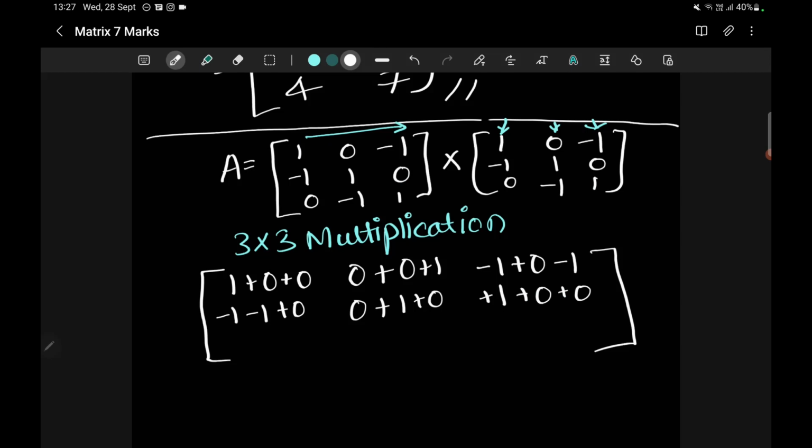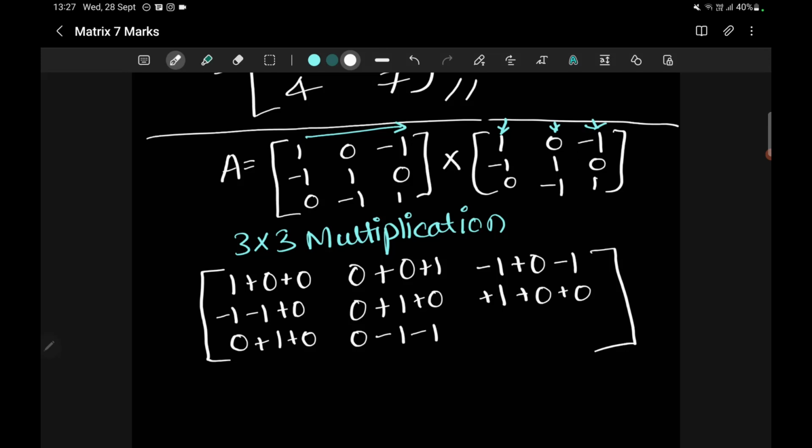Then we will multiply this row with these three columns. That is 0 into 1 is 0. Minus 1 into minus 1 is plus 1. 1 into 0 is 0. 0 into 0 is 0. Minus 1 into 1 is minus 1. 1 into minus 1 is minus 1.